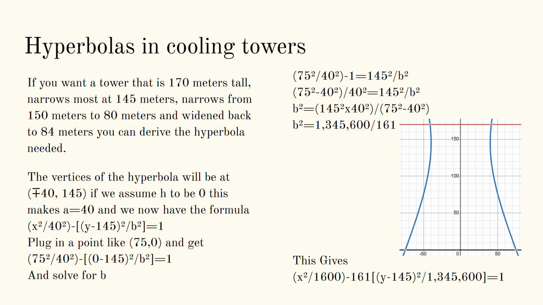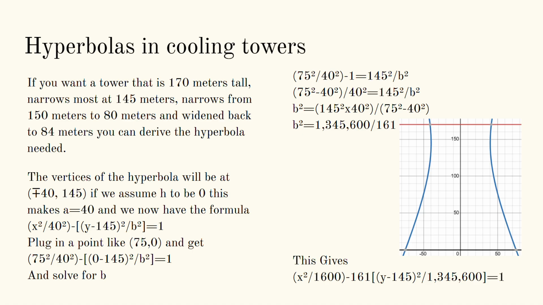So, say the engineers determined they need to have a tower that is 170 meters tall, narrows at 175 meters, and the width measurements range at 150 meters at the base, narrowing down to 80 meters at 105 meters upwards, and expanding back out to 84 meters at the 170 meter peak.